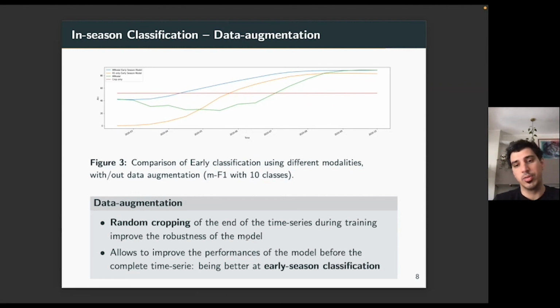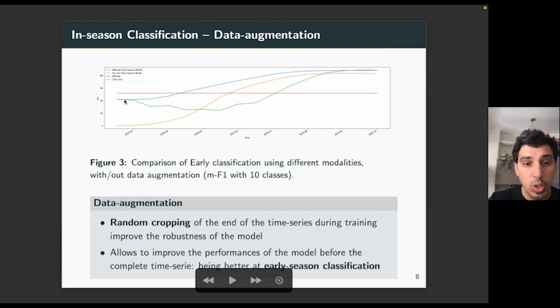Finally, we use a data augmentation technique in order to do in-season classification. The model was trained over the whole year, so it was good at the end of the year to predict the crop. But sometimes it's interesting to predict during the season. So we used a data augmentation technique. We randomly cropped the time series of each satellite signal, and it helped to improve the robustness of the model. As you can see, the blue performances in time are far better than the normal one that doesn't use data augmentation, the green one.